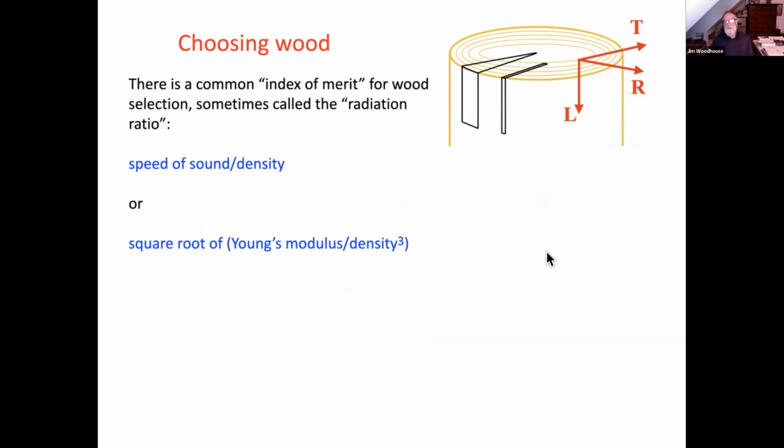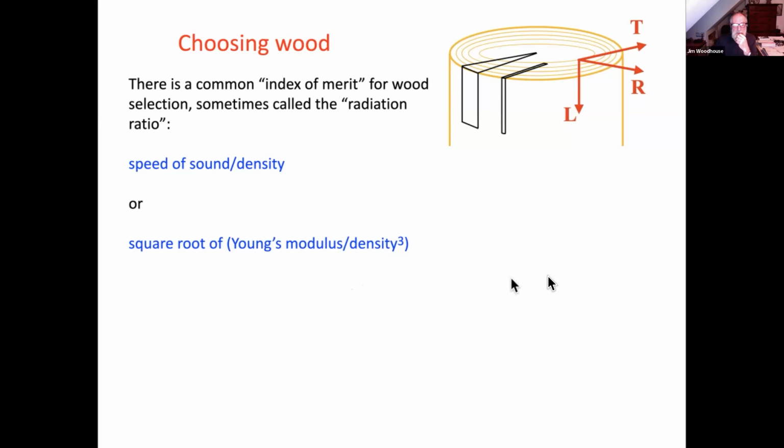Let me say a little bit about choosing wood. Now, maybe some of you do this. A lot of people use this index of merit for wood, sometimes called the radiation ratio. Now, I'm not going to do the mathematical derivation of where this condition comes from, but I'm quite sure that a lot of you have heard of this. So you can either take the speed of sound divided by the density, or you can take the Young's modulus divided by the density cubed, and then if you really want the same number, you take the square root of that.